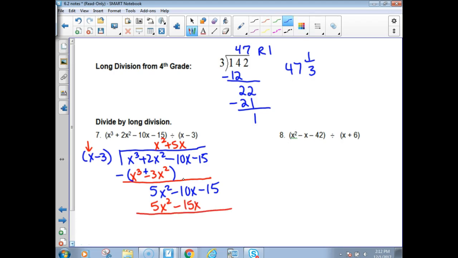We need to subtract this. Okay, so I'm going to put parentheses, subtract, and then I will need to write that, well, 5x squared minus 5x squared, we're all set with. But I got negative 10x minus a negative 15x, which would be plus 15x, so I get positive 5x, and then I bring down the minus 15.